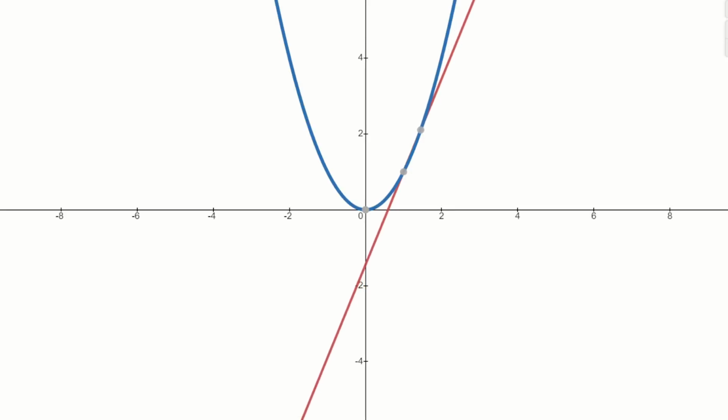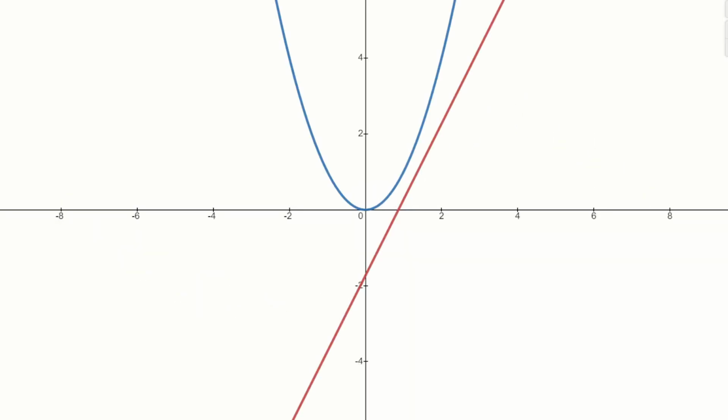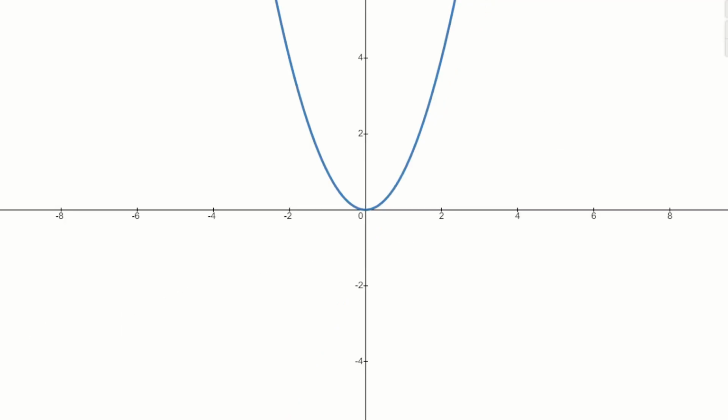Alright, hear me out. Let's use the same concept of getting really close to a tangent, but instead of moving points closer together, let's start with a line and move it until it becomes the tangent. Let's try it on something simple like y equals x squared. This is probably the easiest example possible, but let's just run with it.